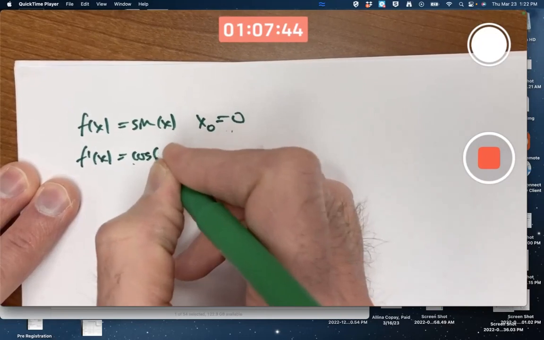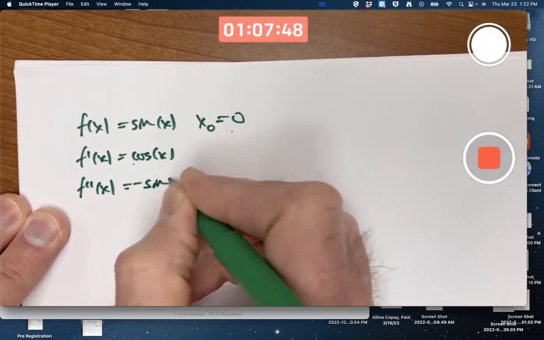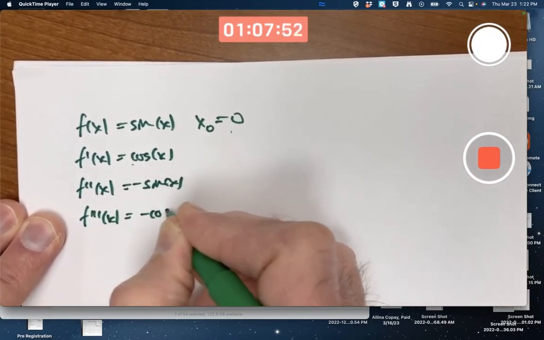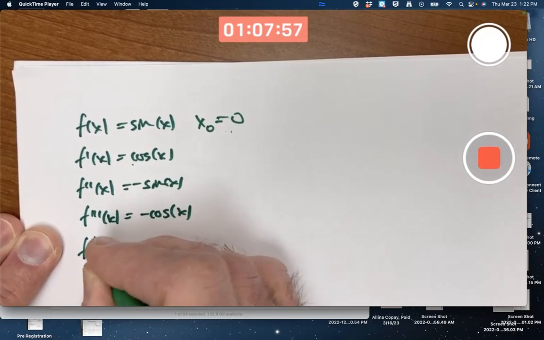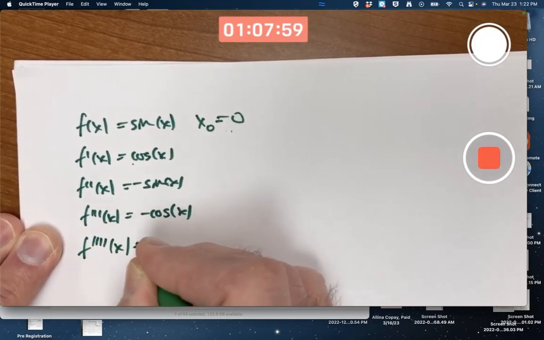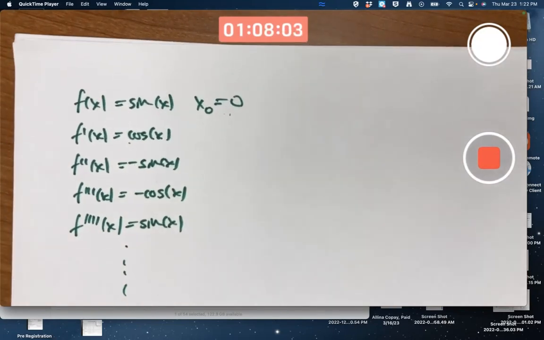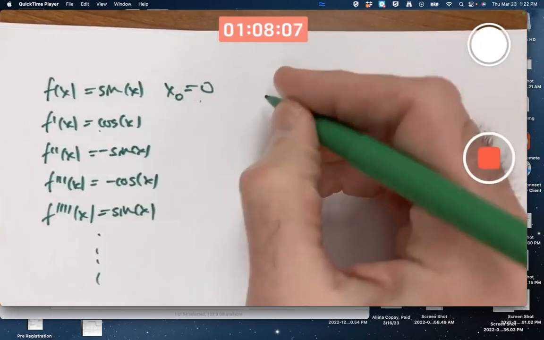You have to take the derivatives to find the Taylor polynomials. Of course, with sine and cosine, once you get to the fourth derivative, you're back to where you started, and then the cycle repeats. It's almost like a cyclic group or something. Well, no, forget I said that.